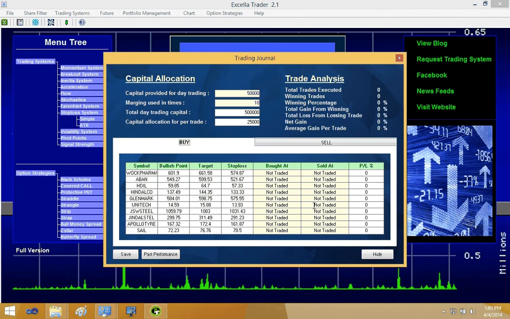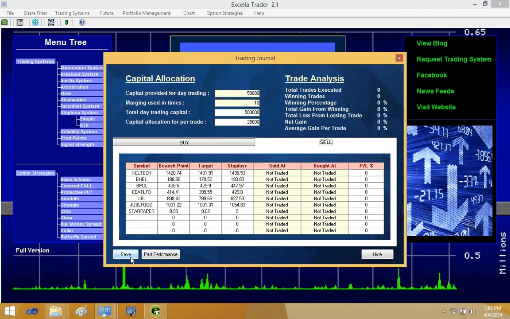Trading channel means you can record all your transactions, whether buy or sell, based on the Excella Trader recommendation given in the morning. So now you're seeing the buy, then it is a sell here. You can save it to your computer for future reference. Also you can watch the past performance from your recorded data.